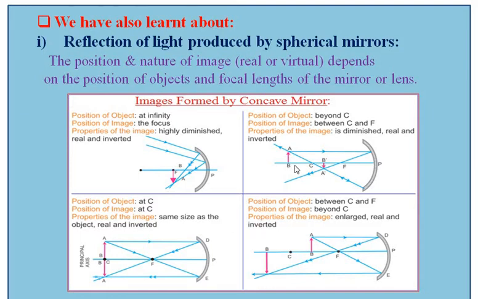In diagram 3, the object is placed beyond the center of curvature, then its image is observed between the center of curvature and the principal focus of the concave mirror. The image is smaller in size, called a diminished image of the object. This image is real and inverted. In the last diagram, the object is placed in between the center of curvature and focus of the concave mirror, then its image is observed beyond the center of curvature, which is maximum in size, inverted and real.